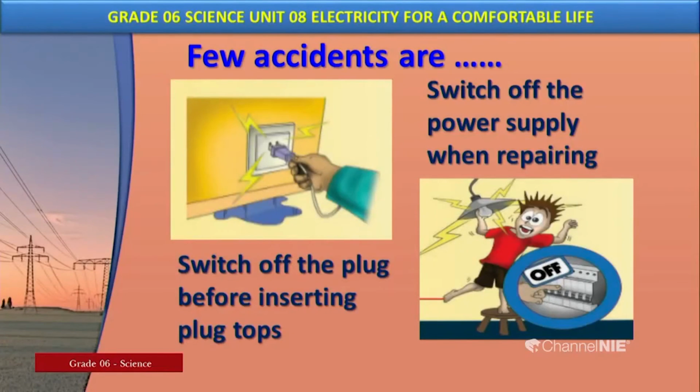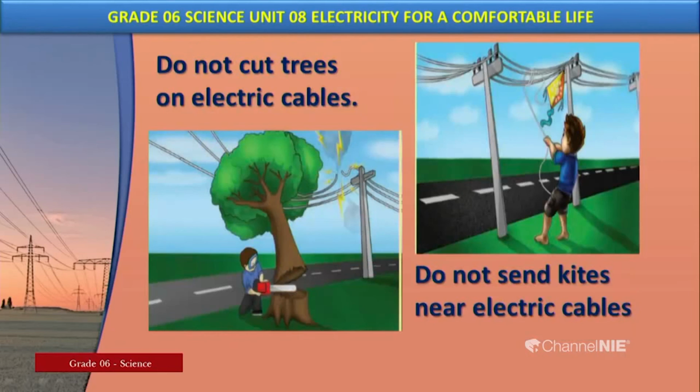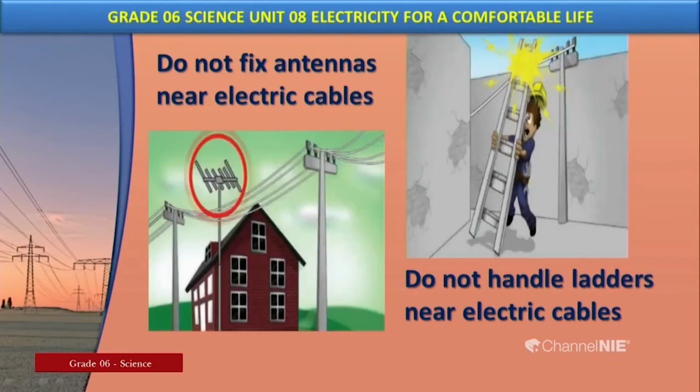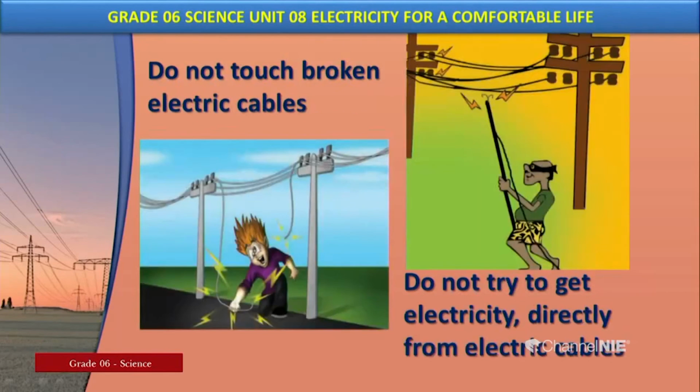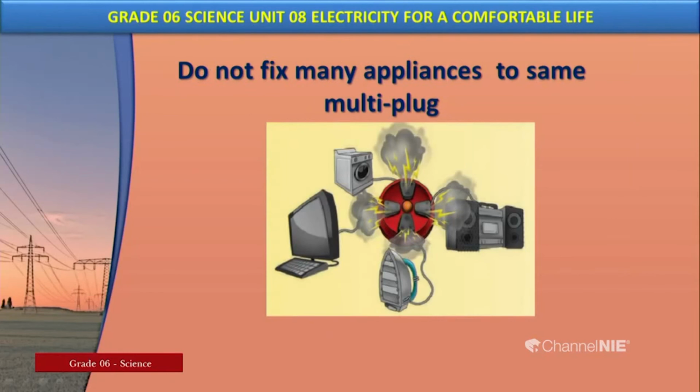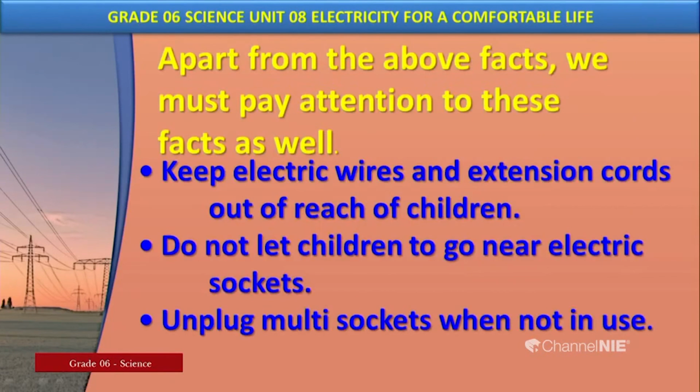Switch off the power supply when repairing. Switch off the plug before inserting the plug tops. Do not cut trees on electric cables. Do not fly kites near the electric cables. Do not fix antennas near the electric cables. Do not handle ladders near electric cables. Do not touch broken electric cables. Do not try to get electricity directly from electric cables. Do not fix many appliances to the same socket.